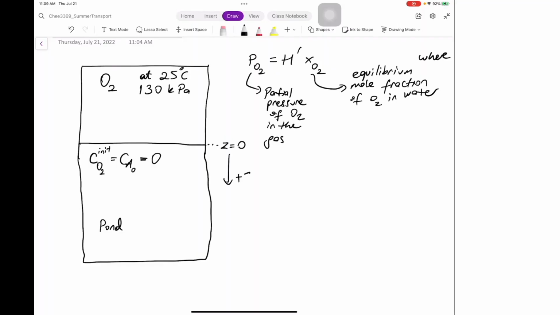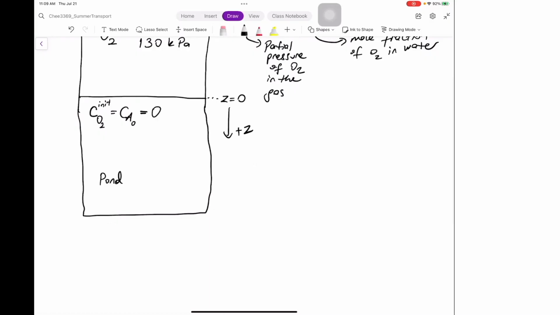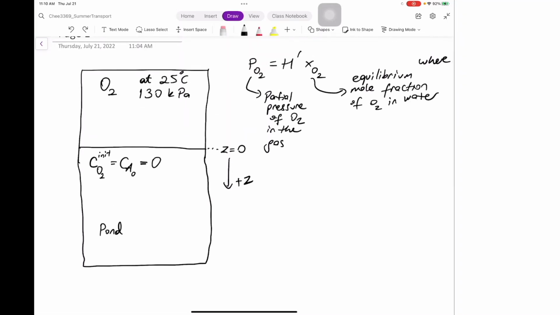So you can have z equal to 0 at the pond surface. This is the plus z direction, if you like. And you can assume that the pond is endless and goes up to infinity, just because we are curious about the concentration at a particular depth of 2 centimeters, which is very small compared to the entire size of the pond. We're going to get a similar equation, but let's do our mass balance and see what kind of differential equation we get.